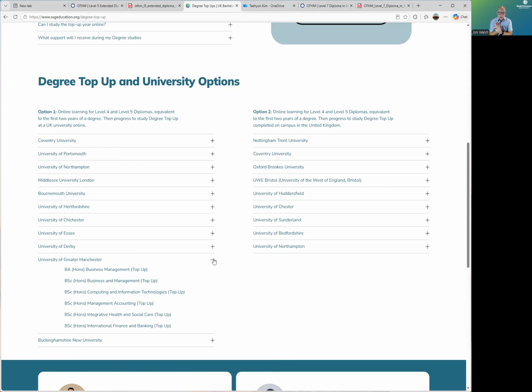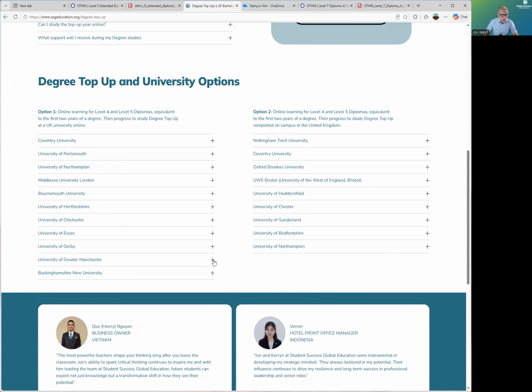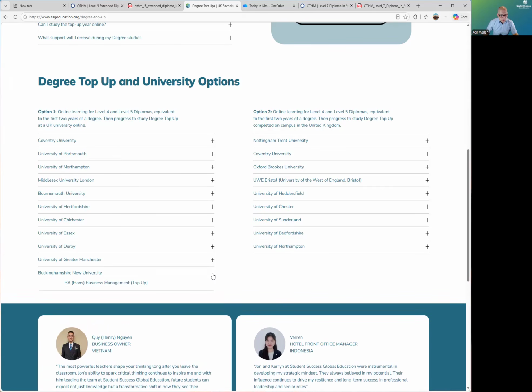A BA Honours Business Management top up, Business and Management, so it's slightly different. Computing and Information Technologies top up, Management Accounting top up, Integrative Health and Social Care top up. So I was saying there's lots of different things apart from business management, and a BSc in International Finance and Banking. It's put on there. You can see some are Bachelor of Arts, some are Bachelor of Sciences. And Buckinghamshire New University, a number of students also complete with them.